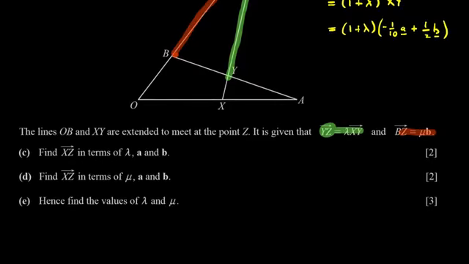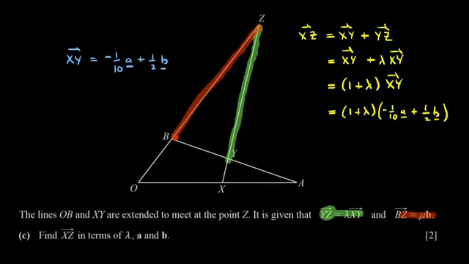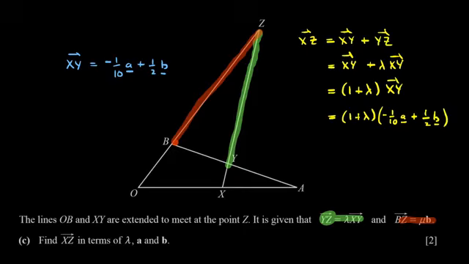What's part D? We want to find XZ in terms of mu, A and B. So if we're doing that, then we're following the red line. So how can we follow the red line? Well, what I suggest is we start here, we go from X to O, we go from O to B, and then we go from B to Z. Okay, let's try to write that down.